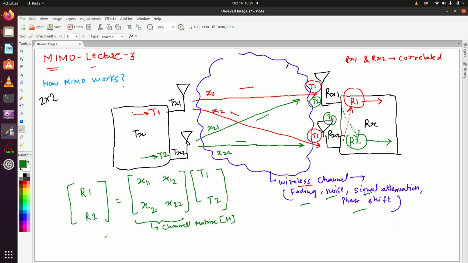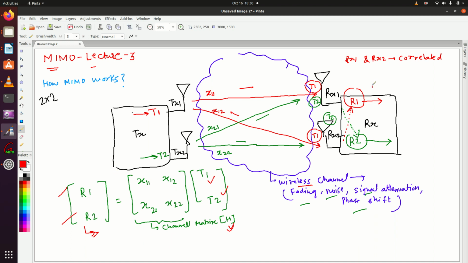Whatever the eNodeB is transmitting to the UE, you multiply that with the channel matrix to get the values of R1 and R2, because our UE is interested in finding R1 and R2. I hope this concept is clear too.